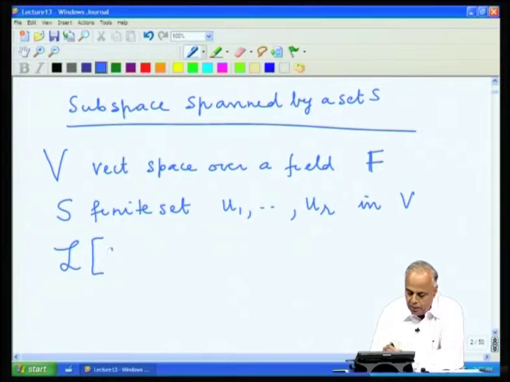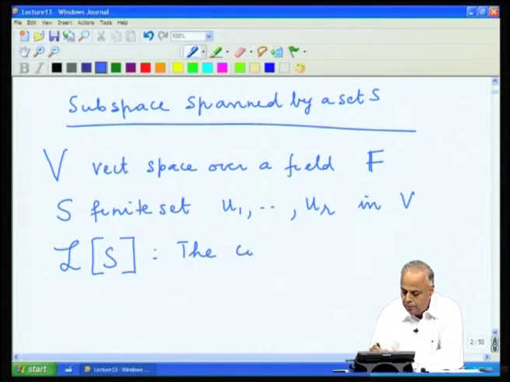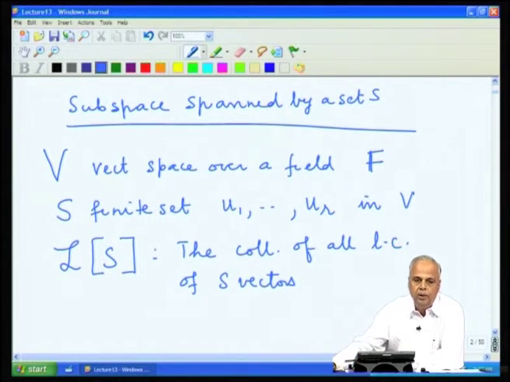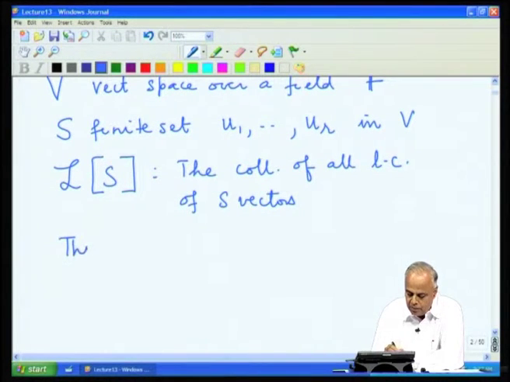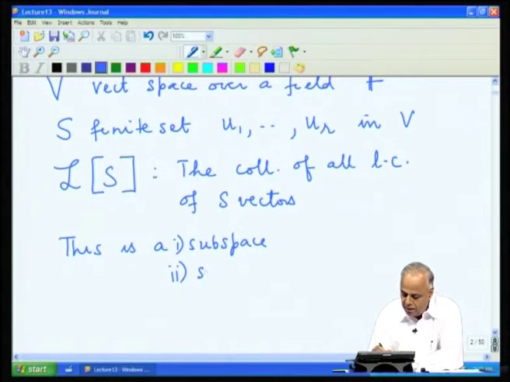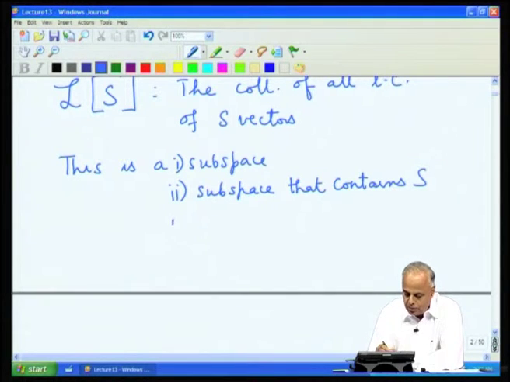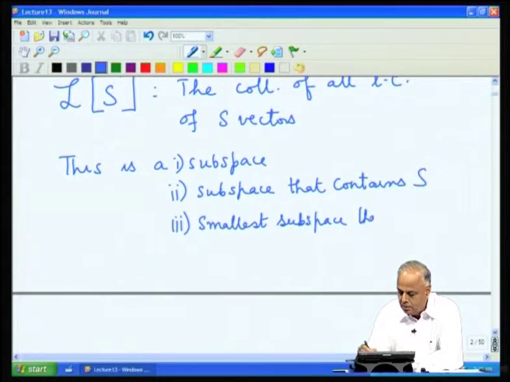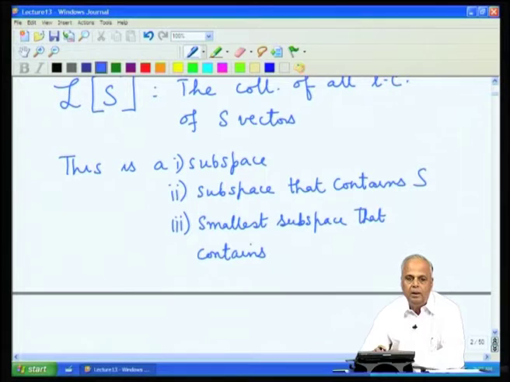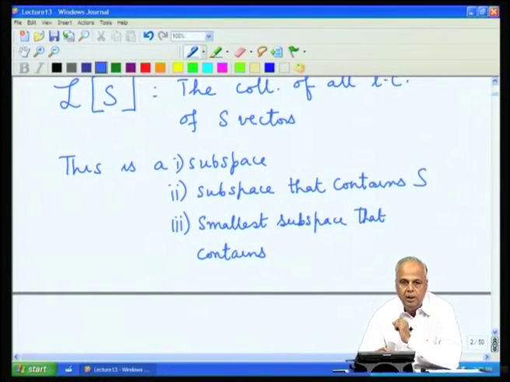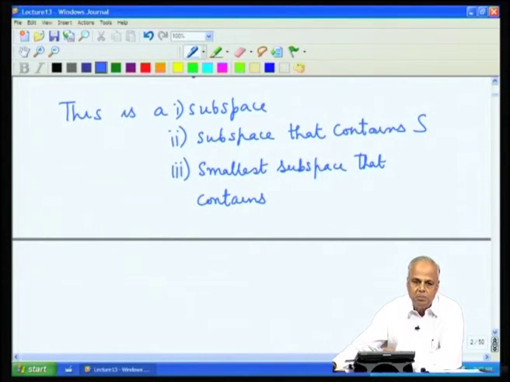Then we defined the subspace spanned by S to be the collection of all linear combinations of S vectors. The collection of all linear combinations of S vectors is called L(S), and this we have seen is a subspace first, and it is a subspace that contains S, that is S is a part of the subspace, and not only that, among all subspaces that contain S, this is the smallest. So, the final clinch is it is the smallest subspace that contains S. So, given a finite set u 1, u 2, ..., u r, the collection of all linear combinations of these vectors form the smallest subspace that contains S.